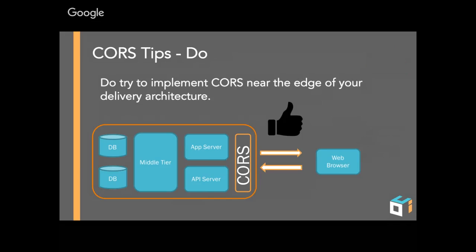So as a general rule, I ask folks to try to implement near the edge of their delivery architecture because it will dramatically simplify your implementation. And with a lot of thought at a time in your architecture design, you should be able to maintain it. We'll talk more about that a little bit.